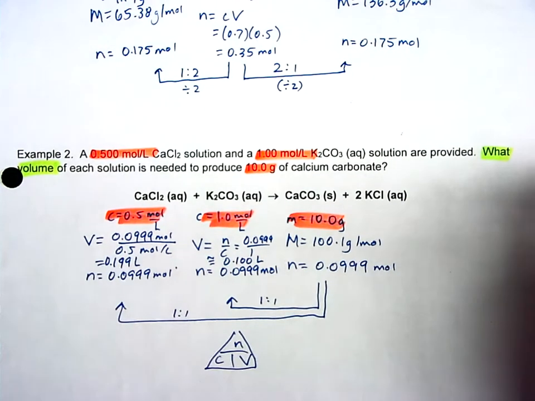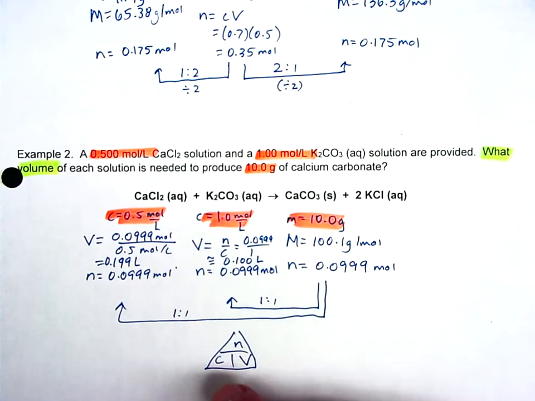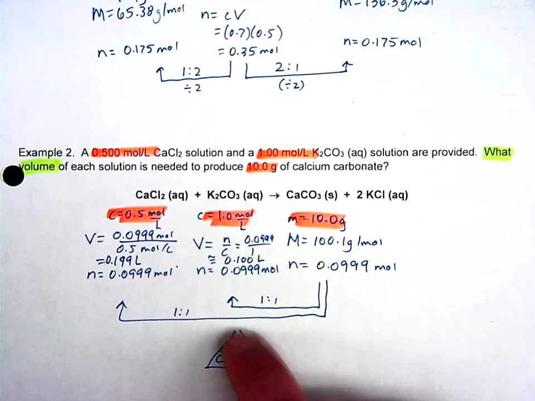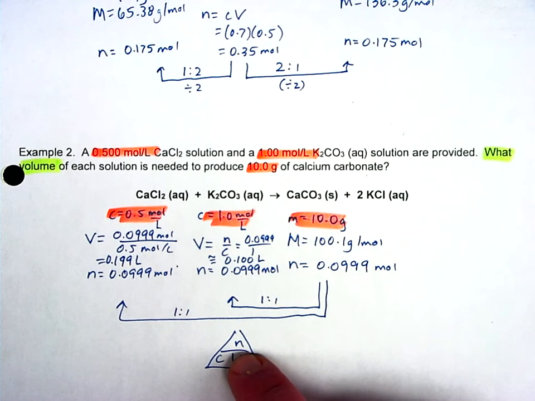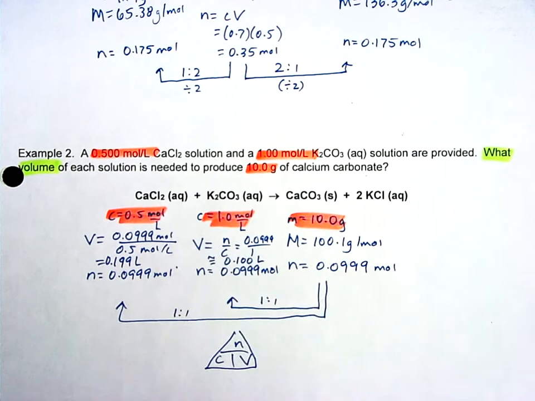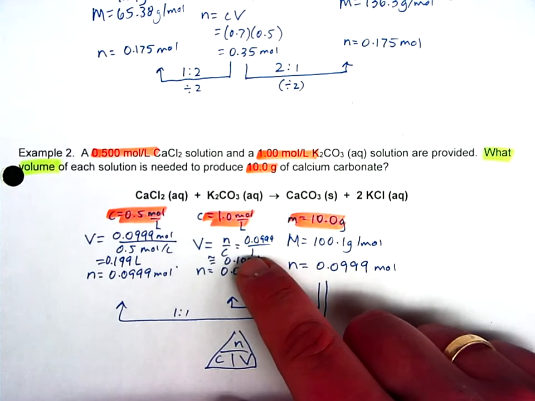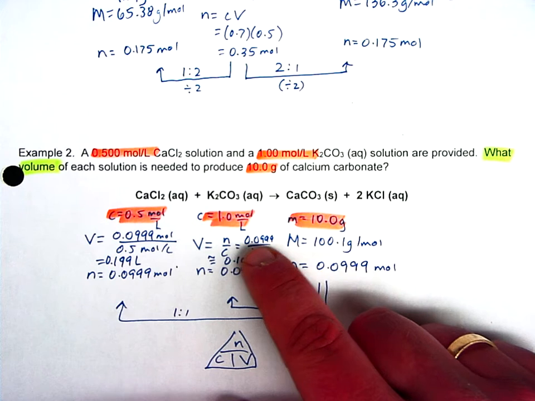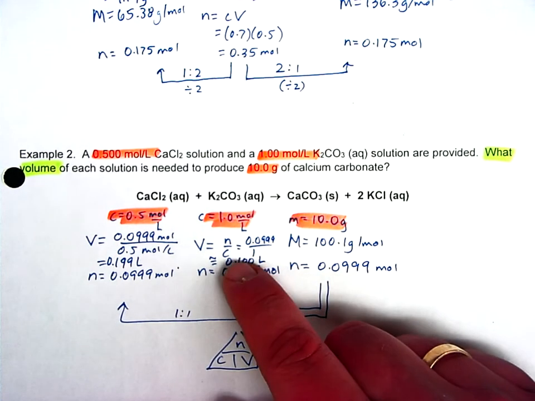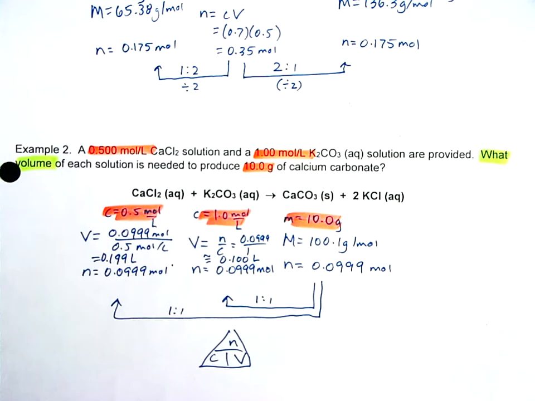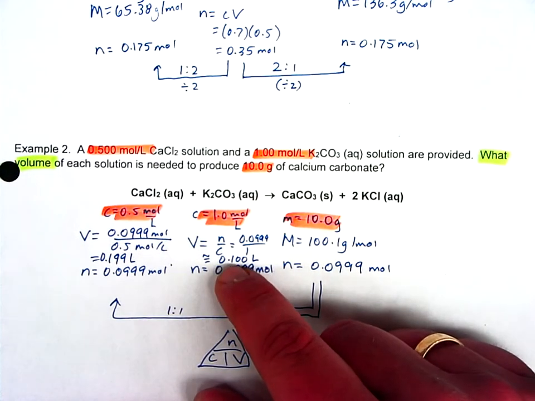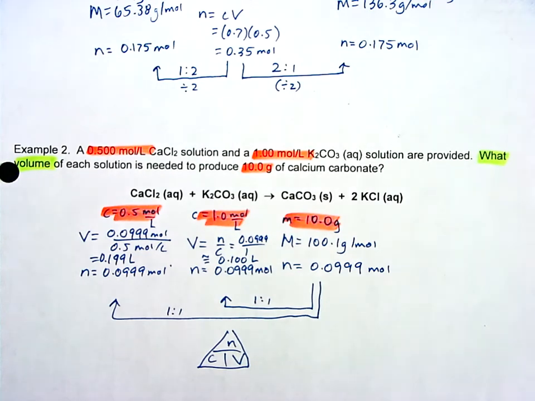So we need to use this little triangle or rearrange the equation. We have the concentration, we have the moles, we don't know the volume, so covering that up, we know that we have to use the formula in the form moles divided by concentration. We know what the concentration is, it's 1, so 0.0999, approximately 99.9 or 100 milliliters, or in liters, 0.1 liters of the potassium carbonate.